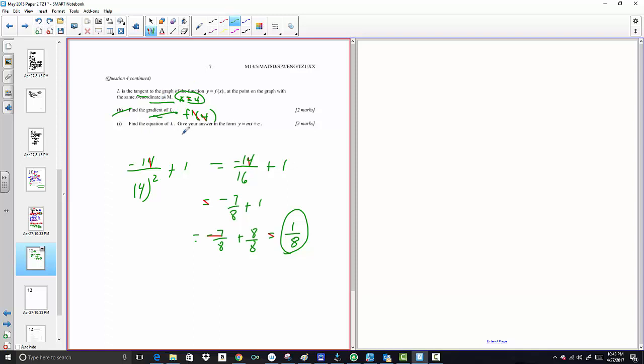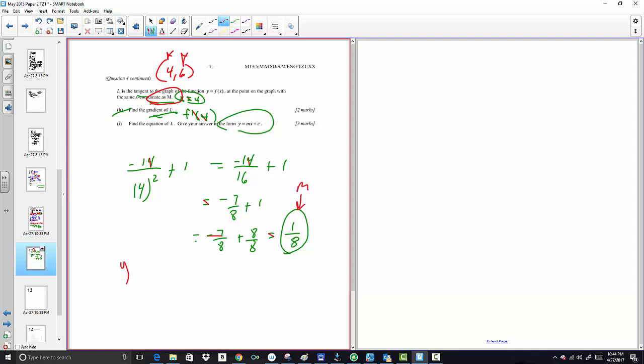Find the equation of L. Give your answer in the form of y equals mx plus c. All right, so this is really simple too. We just need a couple things. We know that it goes through the coordinates M, and we know the coordinates of M are 4 and 6, so that's helpful. That gives me an x value and a y value. I also know that the new gradient, my slope, is this.